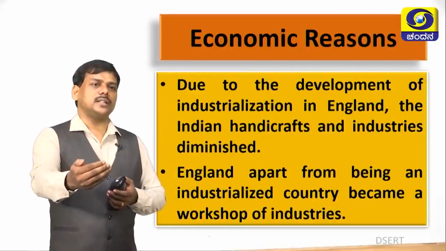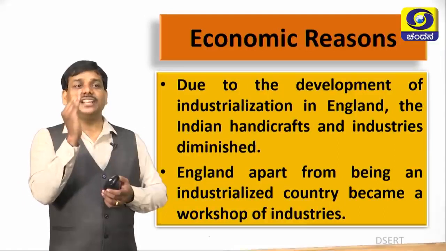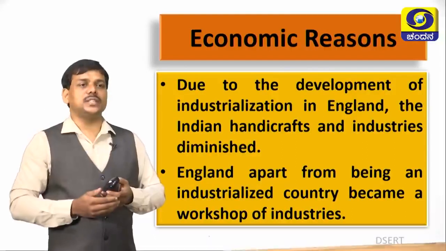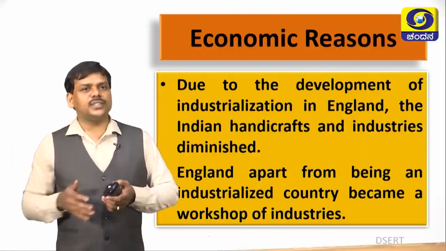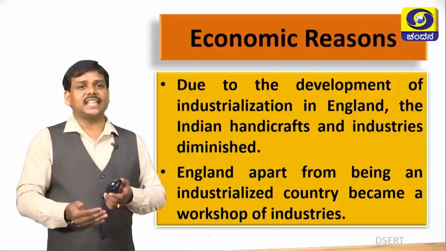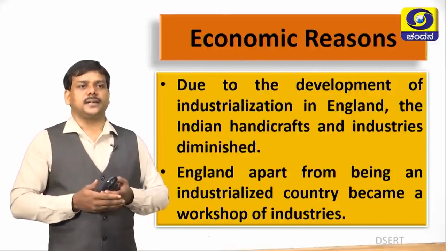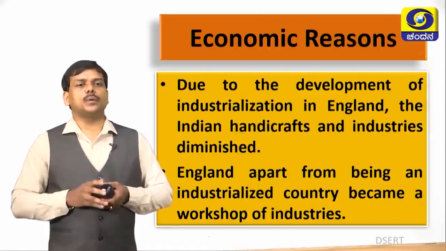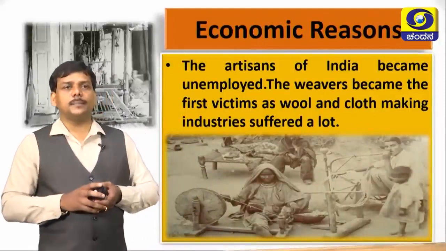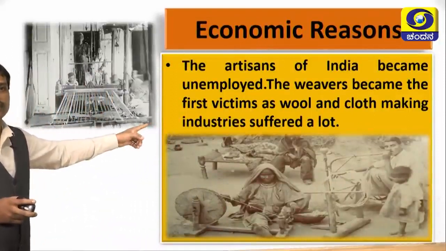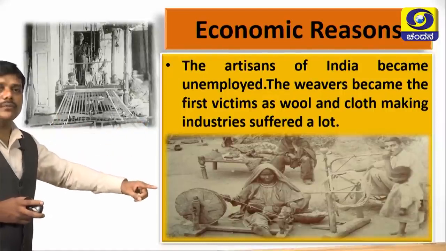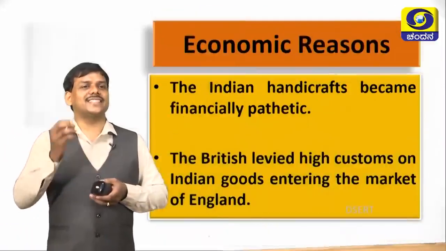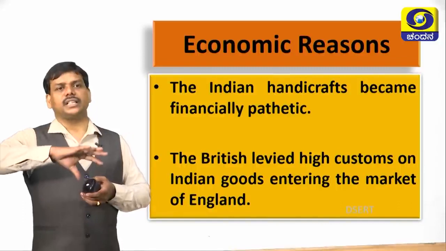When we come to the economic reason, we must remember the Industrial Revolution. The Industrial Revolution that took place in England led to the 1857 revolt also. Due to the development of industrialization in England, the Indian handicrafts and industries diminished here. England, apart from being an industrialized country, became a workshop of industries. The artisans of India became unemployed. Here you can see the pictures of artisans. The weavers became the first victims as wool and cloth making industries suffered a lot due to the Industrial Revolution. The Indian handicrafts became financially pathetic.